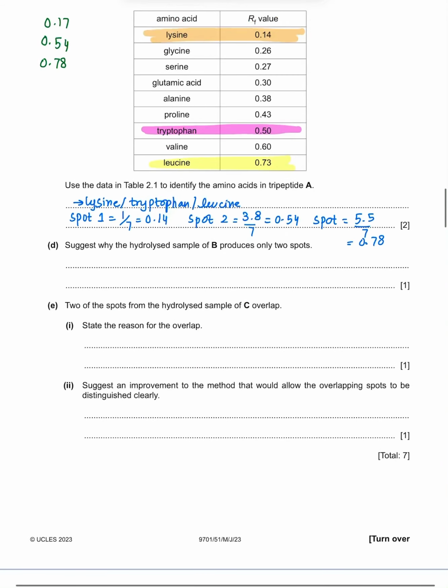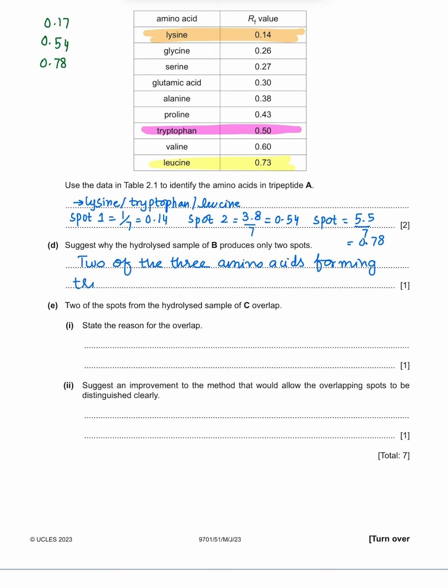So we can write that 2 of the 3 amino acids forming tripeptide B are same, right? So if they are same, it means that they have same RF values.